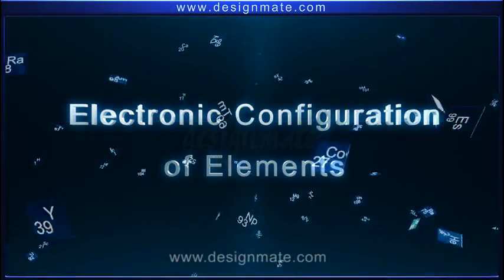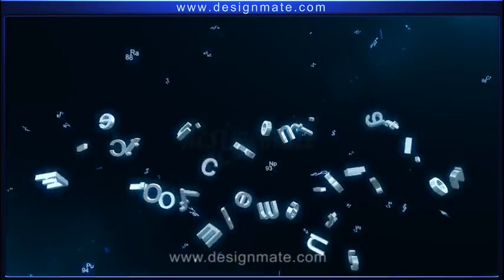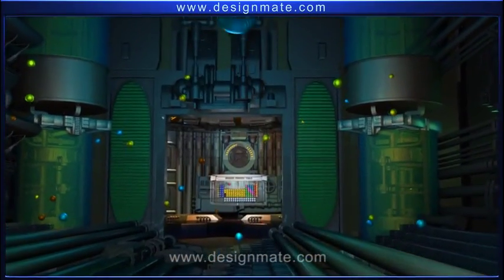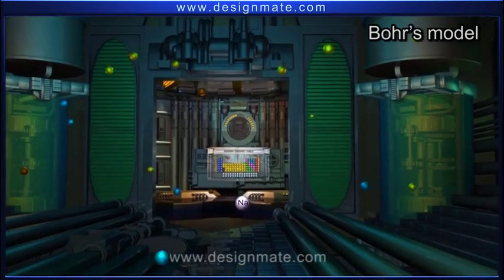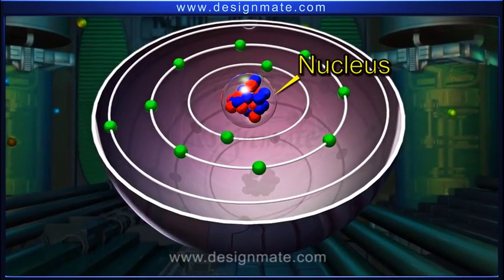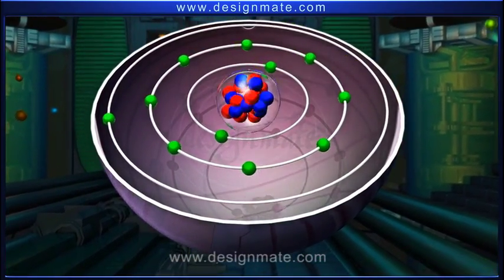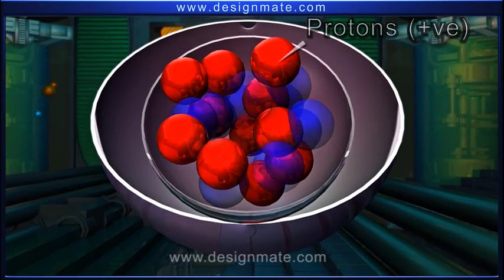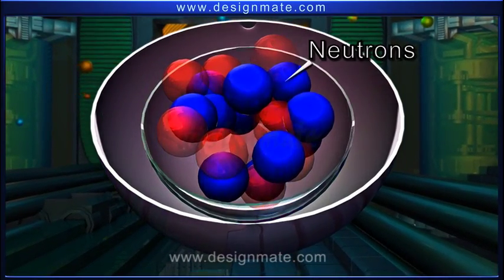Electronic configuration of elements. According to the Bohr's model, an atom consists of a central part called the nucleus, which contains positively charged protons and electrically neutral neutrons.